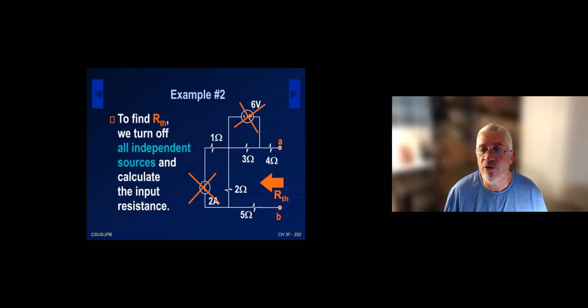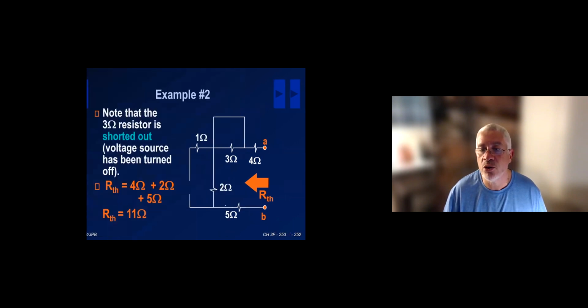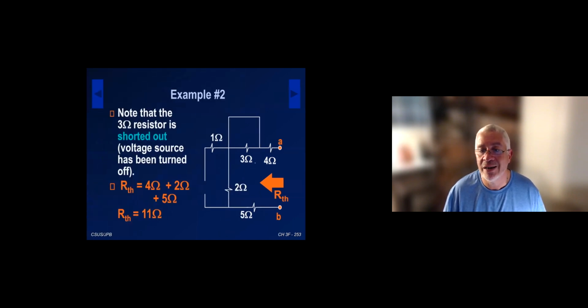So the 6 volt source is going to become a short circuit, and the 2 amp source is going to become an open circuit. So you get this. That open circuit essentially disables the 1 ohm, because the 1 ohm has no current. That short circuit shorts the 3 ohms, forcing its voltage to be 0.